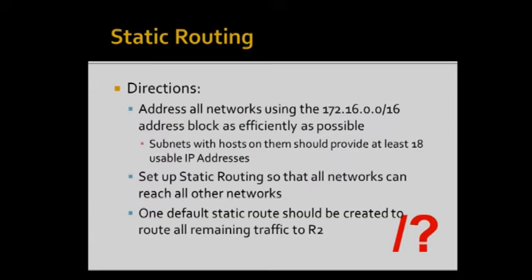So for today's lab, we're going to need to do a few things, and I mentioned that we're going to need to delve a little bit into subnetting, but this is just to get us practice with that concept and make sure that we've developed our network appropriately so that we can actually do our static routing. The first requirement is we need to address all the networks using the 172.16.0.0/16 address block as efficiently as possible. This means we need to break apart that address block and use subnets as efficiently as possible.